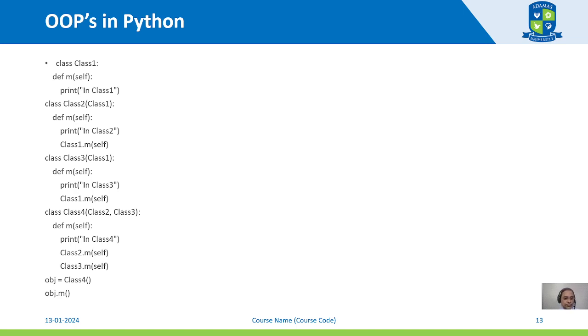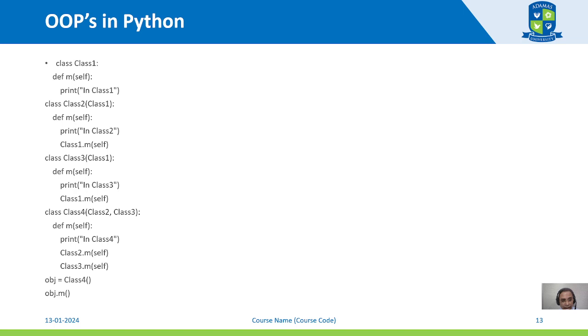Then we can see that within class 2, the def m data member function is mentioned. Class 2 is again inherited from class 1. So again, after calling the method of class 2, it will call the method of class 1.